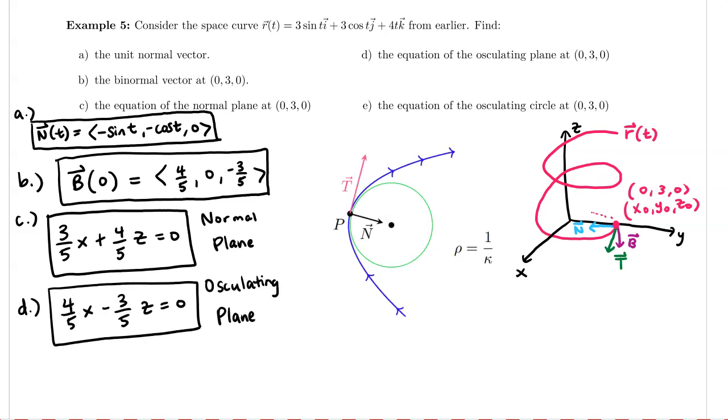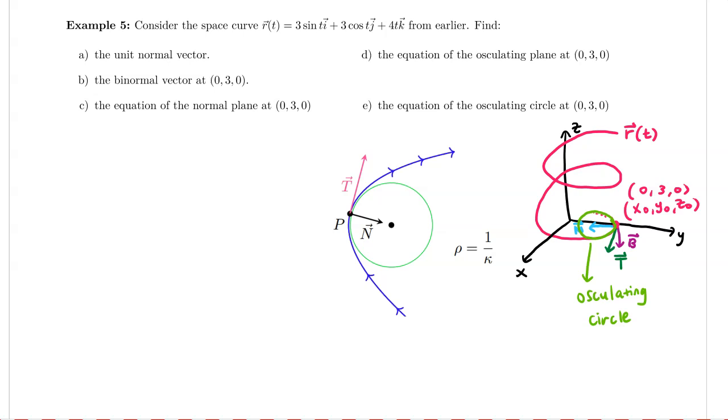All right, part E says find the equation of the osculating circle at (0, 3, 0). I just wanted to pull up this graphic that was on the previous page to see what the relationship is. And then let's see if I can try to graph the osculating circle on my picture that's on the right now.